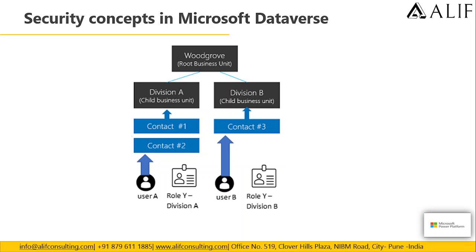So user A has role Y Division A security role, and user B has role Y Division B security role. So user A can access the users under Division A, can access Contact 1 and Contact 2 records, whereas user B cannot access Contact 1 and Contact 2, whereas user B can access only Contact 3 records.